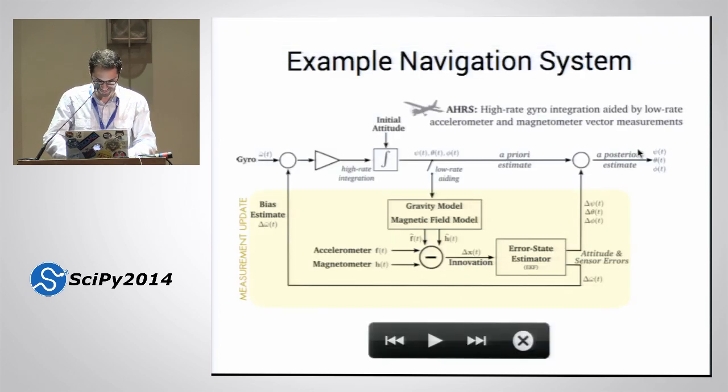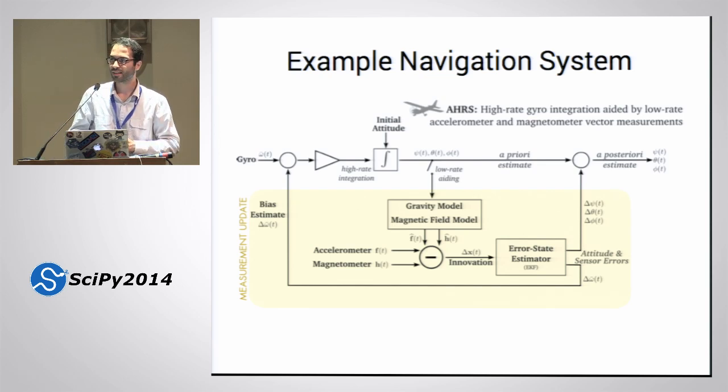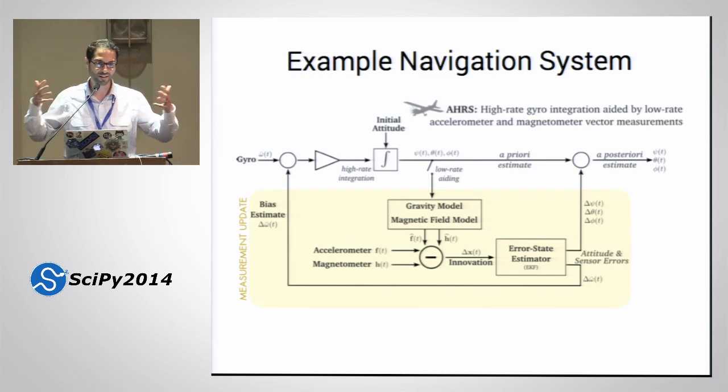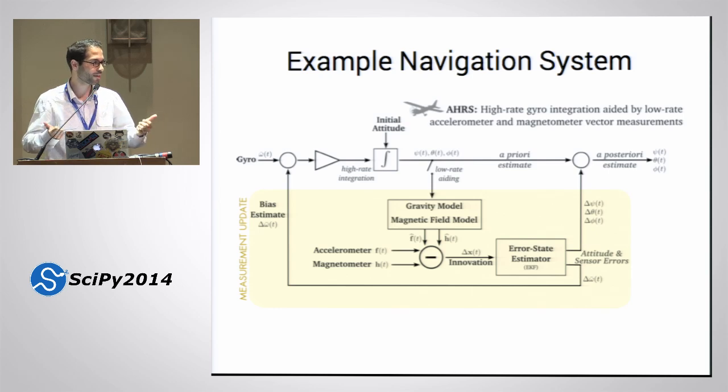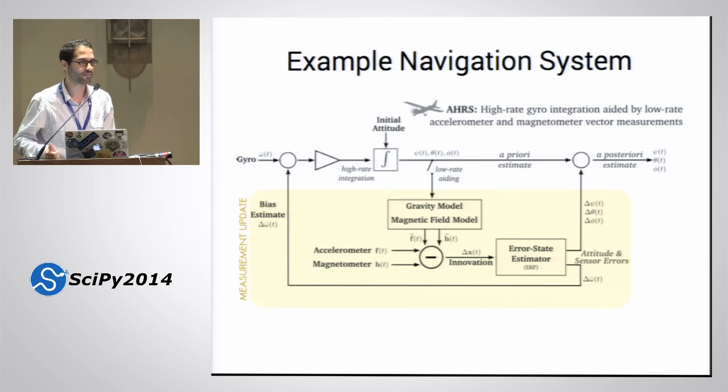So, when I say navigation and estimation, what I mean is it's kind of like sensor fusion or data fusion. You have multiple quantities, and you're trying to fuse them together to come up with something you care about. In the aerospace department, it's usually something like position, velocity, and orientation of the vehicle. And here I have an example of that.